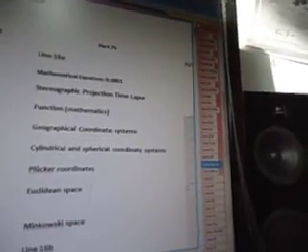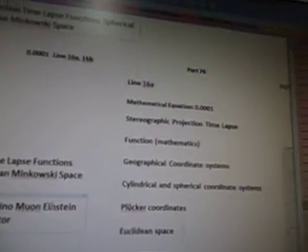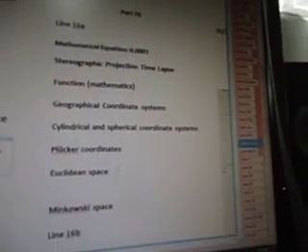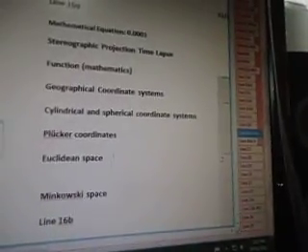Hello again. We just finished doing lines 15A, B, B2, C, D, D2, E, and F. And now we're on line 16, and I've had to divide it into two videos because there's quite a bit of information that comes up. So I've got line 16A and line 16B.